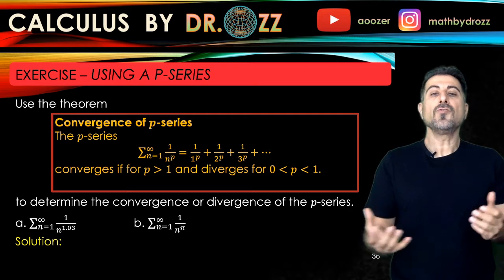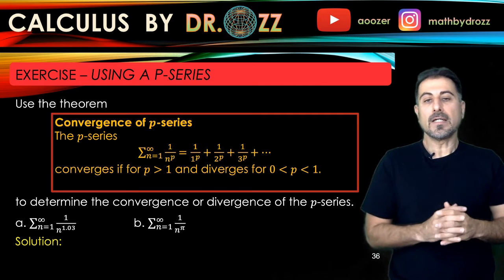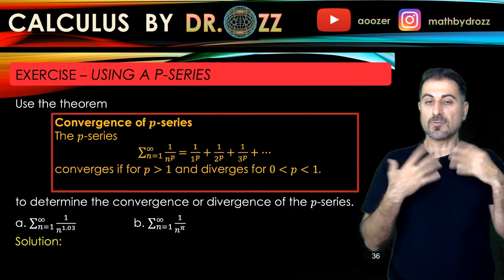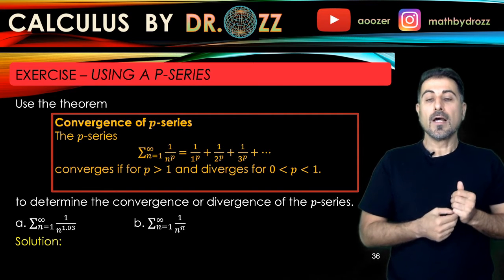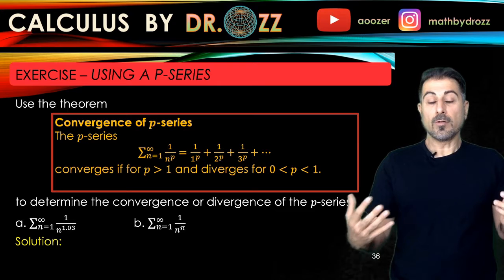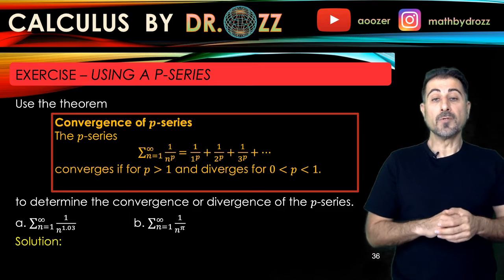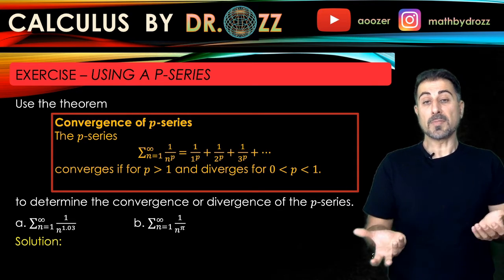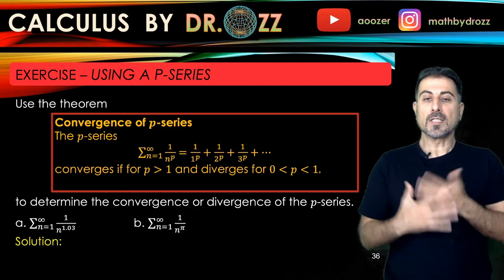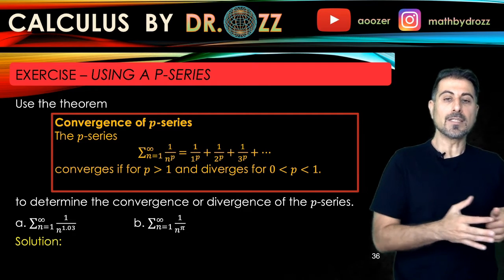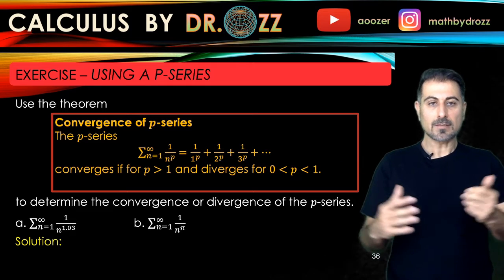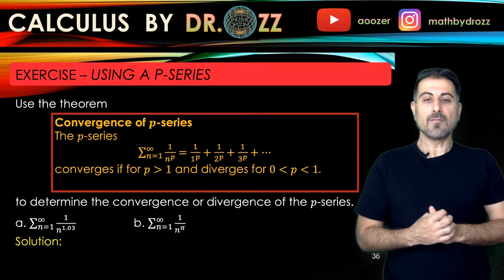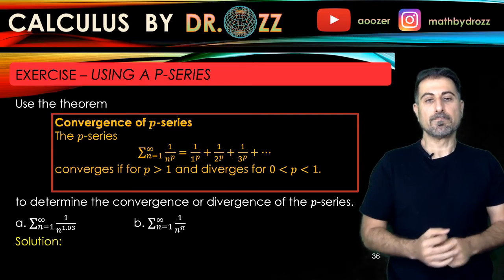So if you can pinpoint that the given series is a p-series, which is written in the form of 1 over n to the p, then all you're going to check for convergence is the number p. If it's greater than 1, it's convergent. If it's less than 1, it's divergent. All right, so we have two simple examples here. This video is not going to be long, so why don't we go ahead and get started.